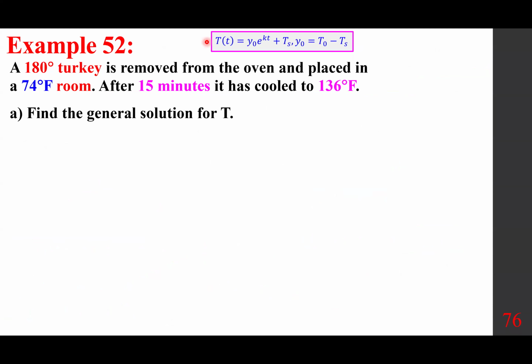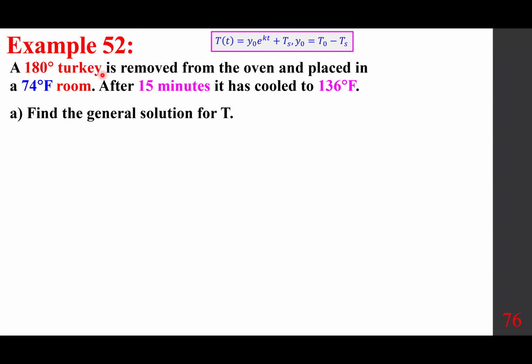So as far as Newton's law of cooling is concerned, you can use this formula again from memory. Capital T of t, capital T represents the temperature as a function of time, is y sub 0 e to the power of kt plus T sub s, where y sub 0 is T sub 0 minus T sub s. So as an example, we are going to look at a very basic example to get us started.